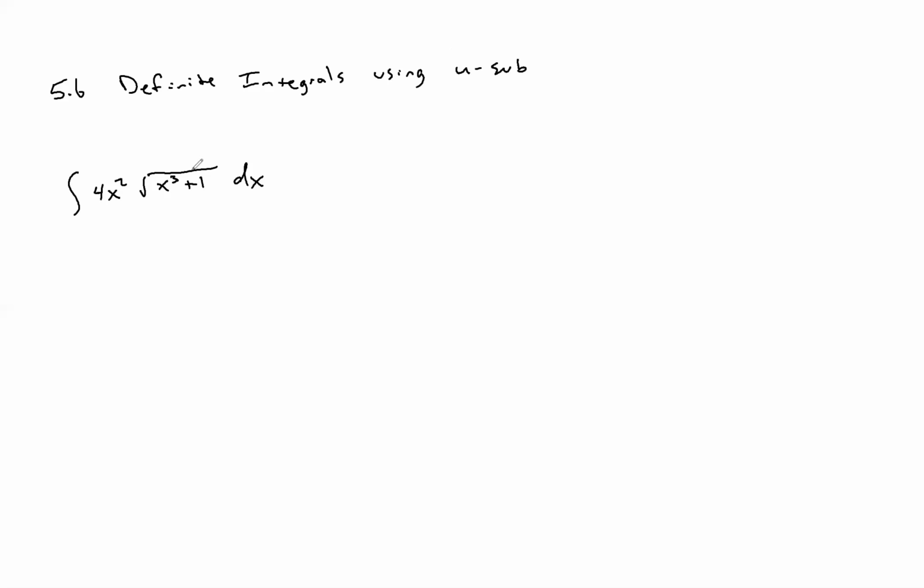So this is a composition of two functions, and notice that the derivative of this inside function, x cubed plus 1, or close to the derivative of it, shows up outside the square root. The derivative of x cubed plus 1 is 3x squared. We don't have a 3x squared, we have a 4x squared, but that's close enough. If it's just off by a constant, we can work with that. So judging from what we've seen in the previous video, it looks like we would want to let u equal x cubed plus 1.